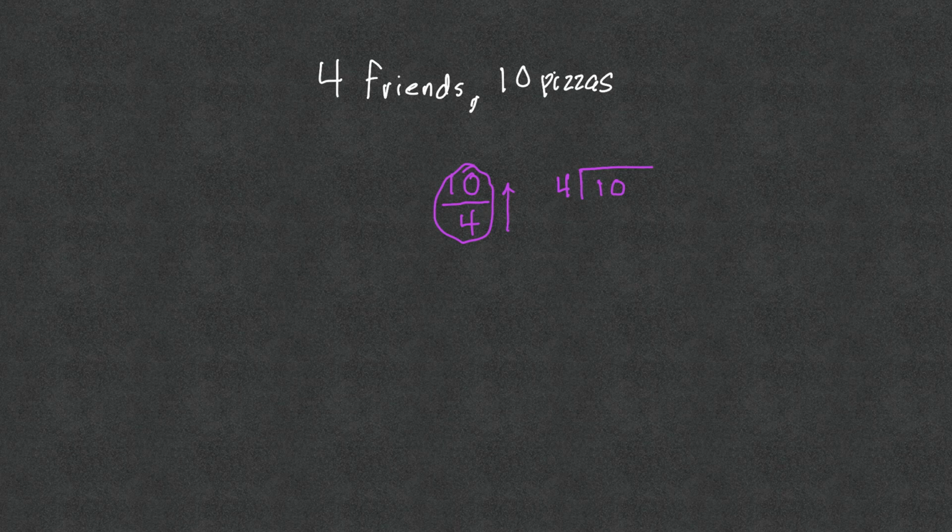Okay, so 4 into 10 goes 2. That's 8. Then we subtract, we get 2. Now, this presents a little problem here. You're probably thinking, oh, yeah, I know what this is. And I'm sure you're right. 2 and 2/4, right? Now, let's use a little common sense.